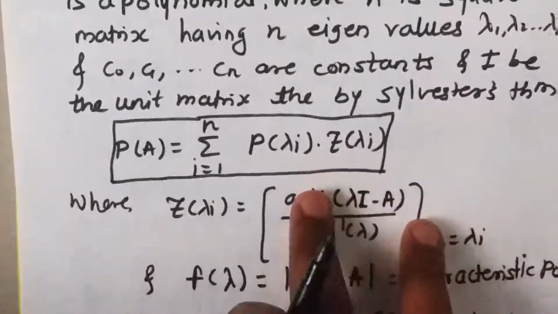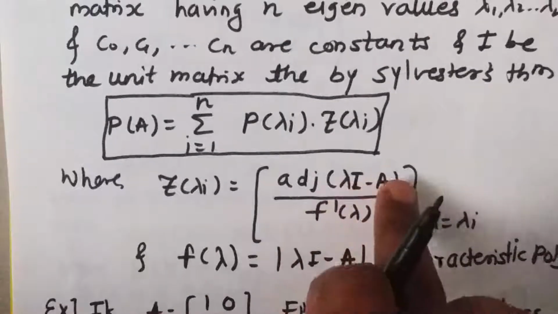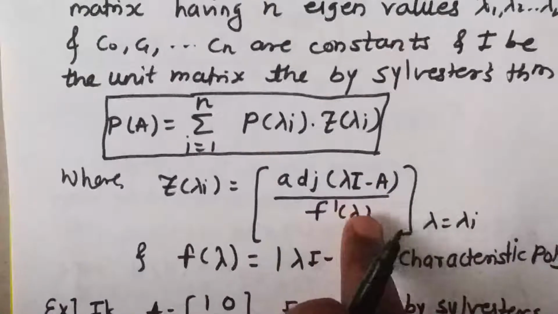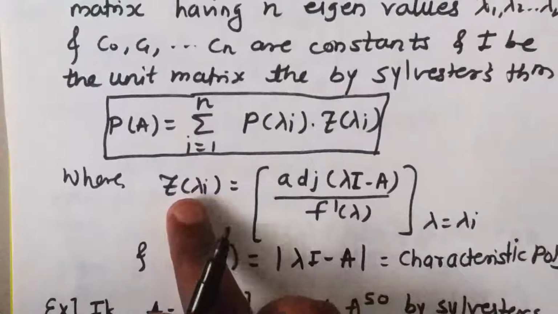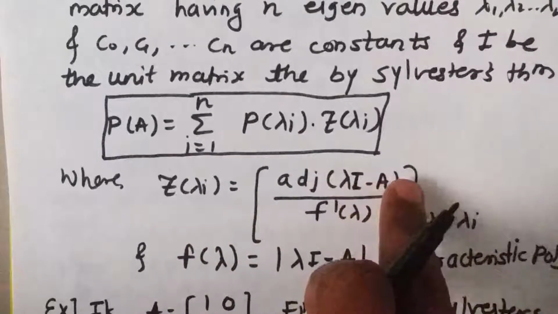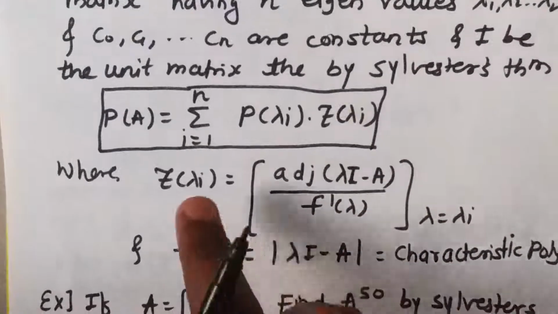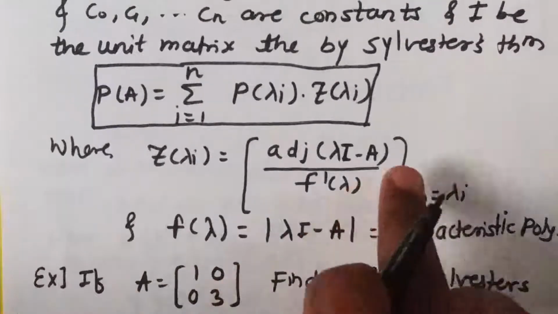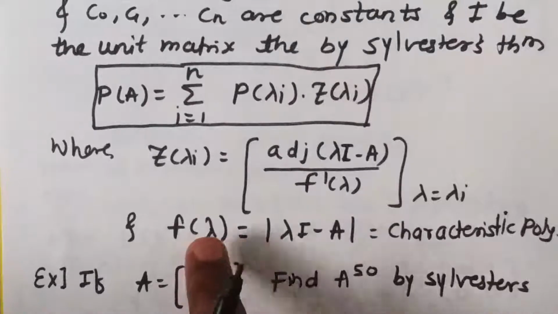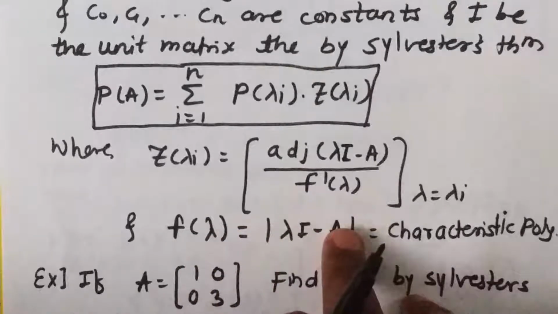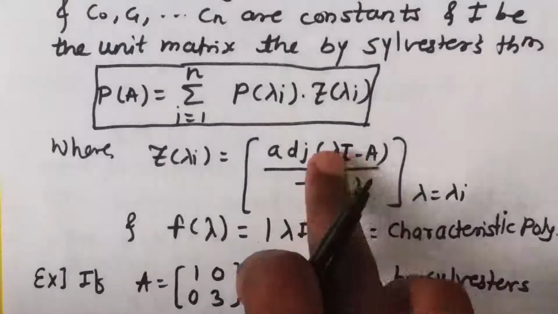But what is Z of lambda I? Z of lambda I is this quantity: adjoint of lambda I minus A divided by f dash of lambda, at lambda equal to lambda I. So you need to calculate the adjoint of lambda I minus A divided by f dash of lambda at lambda equal to lambda I for calculating Z of lambda I. Now for calculating f dash of lambda, you must know the value of f of lambda. It is the determinant of lambda I minus A.